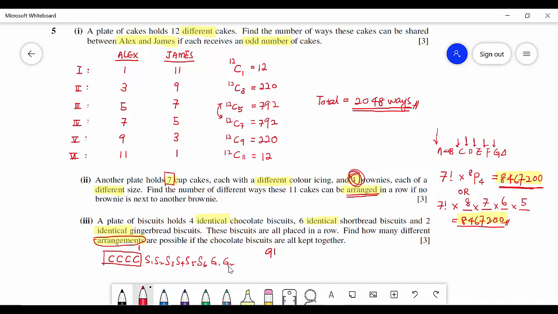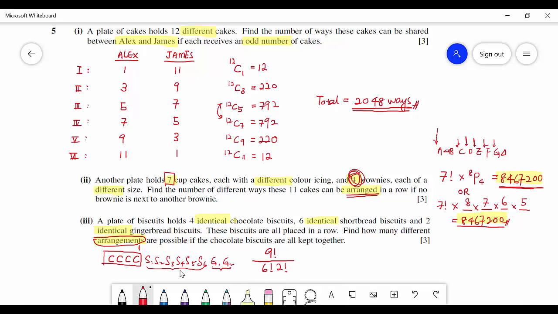Okay, but out of these 9 items, there are 6 items here. They are identical. Therefore, you have to divide it by 6 factorial. And also these 2 items are identical. Therefore, you have to divide it by 2 factorial. Okay, so you no need to divide it by 4 factorial because for all these chocolate biscuits, the 4 chocolate biscuits, we assume that it is only one item. So when you calculate, you should assume that it is only one item, so it cannot be repeated. So you no need to divide it by 4 factorial.